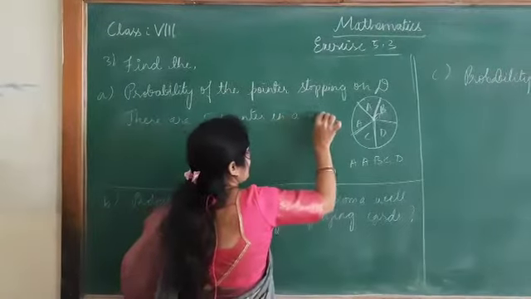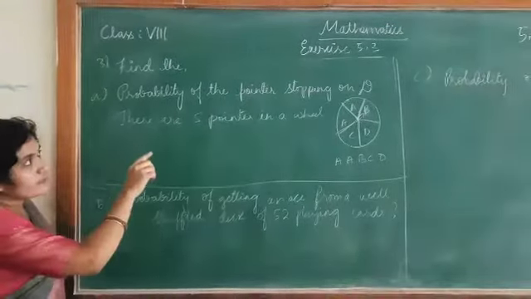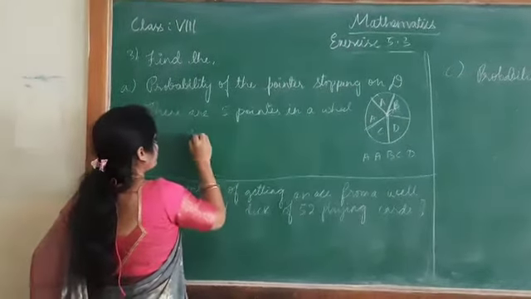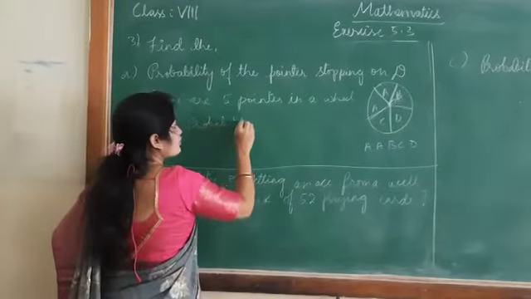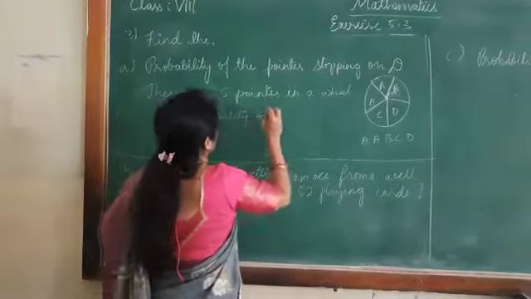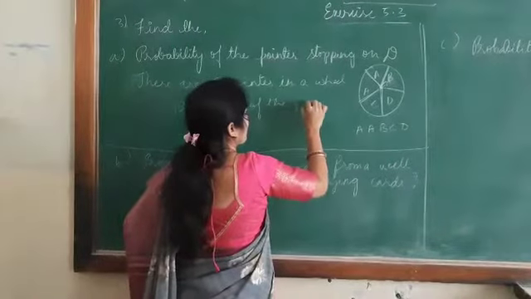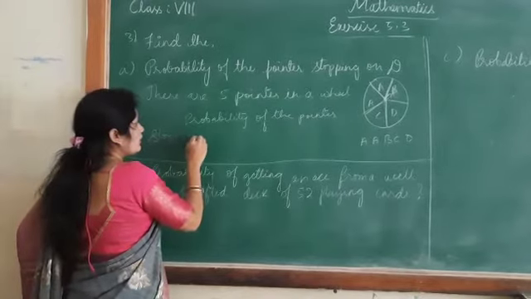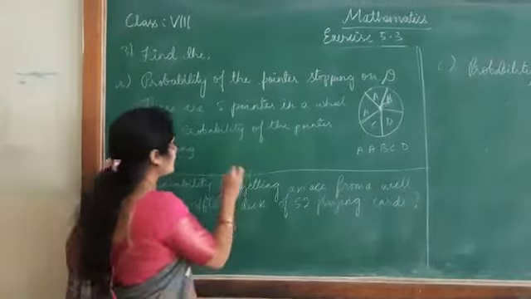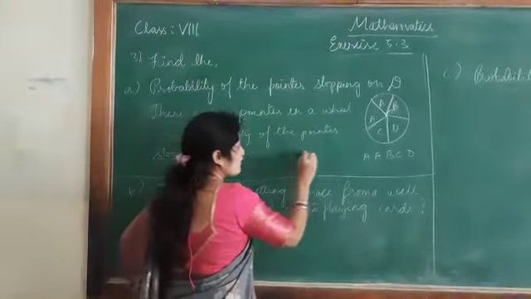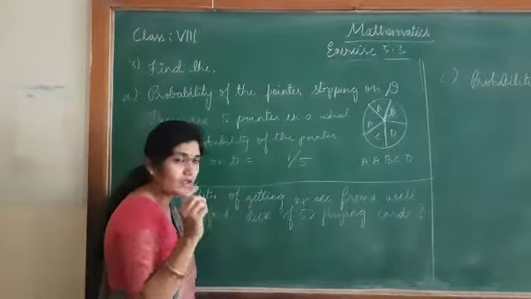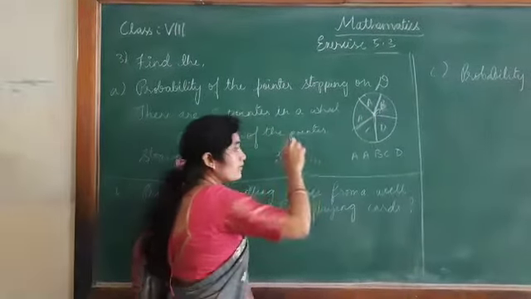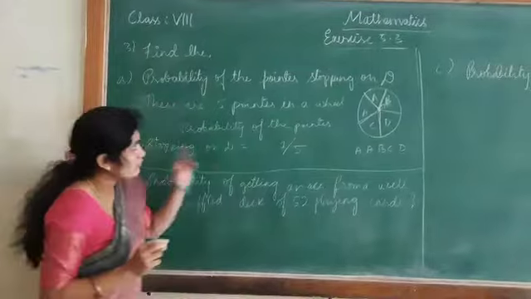So probability of the pointer stopping at D. The total number of pointers are 5. That means when you spin a wheel, what is the total number of outcomes you should check first. That is 5, and the possibility of D is only 1, because D is only 1. Only once the pointer can stop at D when you spin the wheel.